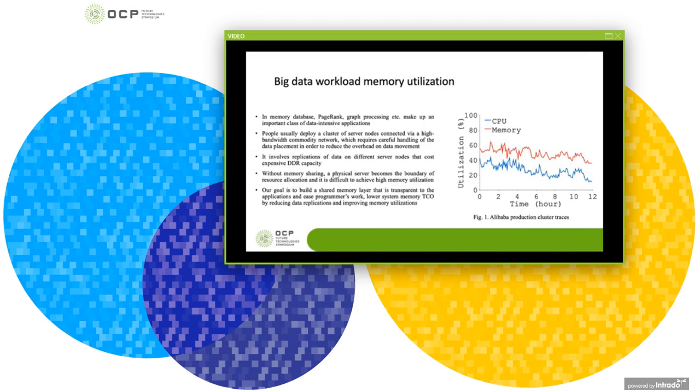The figure on the right is showing Alibaba's production cluster traces. For each server node, on average, the memory utilization is below 50%. So our goal here is to build a shared memory layer that is transparent to the applications so as to ease programmers' work and also lower the system memory TCO by reducing data replications and improving memory utilizations.